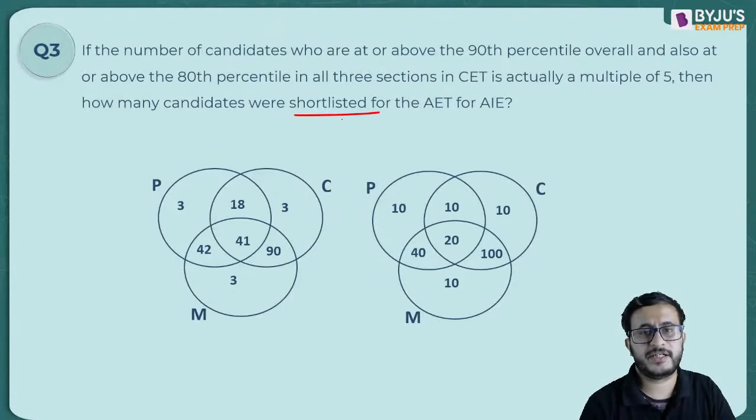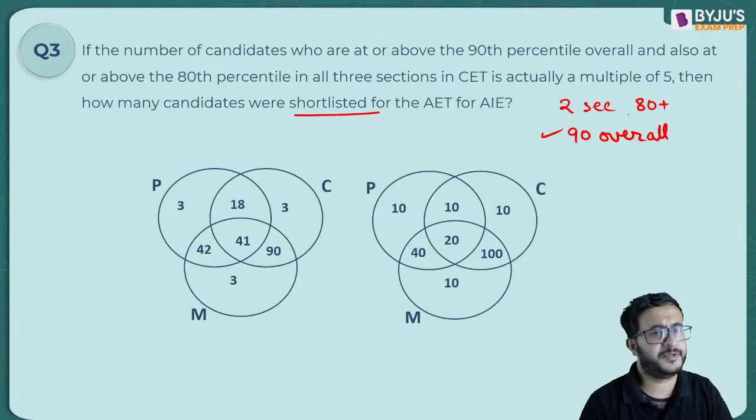So shortlisted are the ones that have two sections 80 plus and 90 overall, right? 90 overall is met by all people. Okay, 90% overall everyone has. These are the only people that have 90% overall, right? And two sections 80 plus.